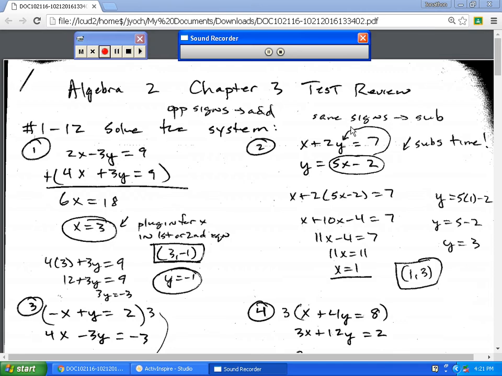This test is going to be on Tuesday, October 25th. The test is going to have about 18 questions. It could be 18 or 16 questions, as you see here.